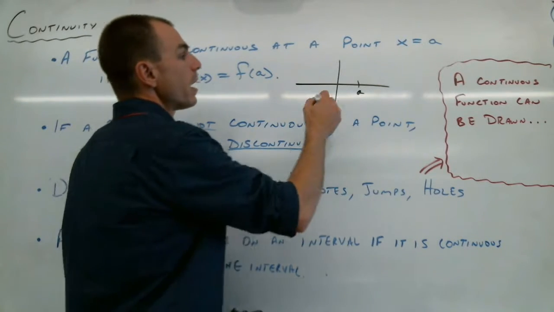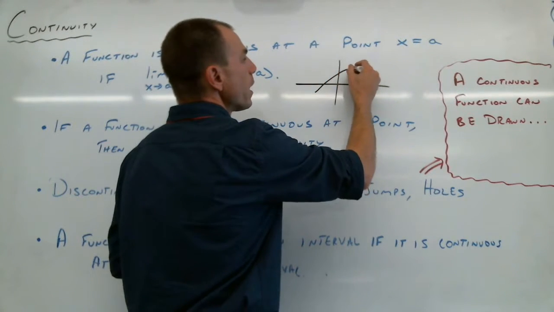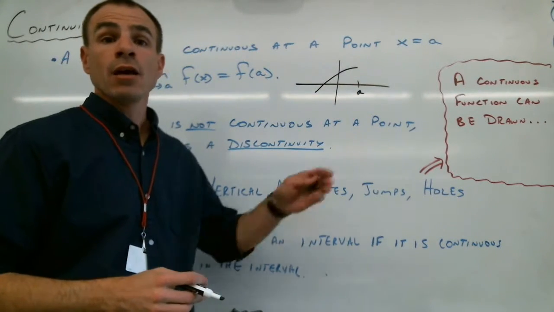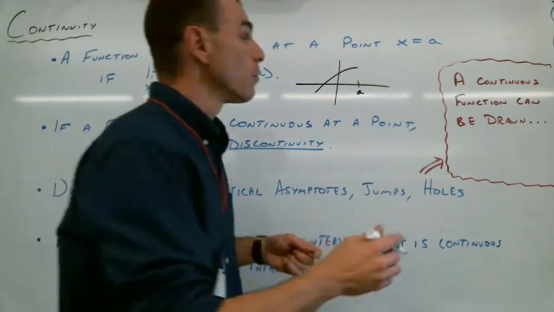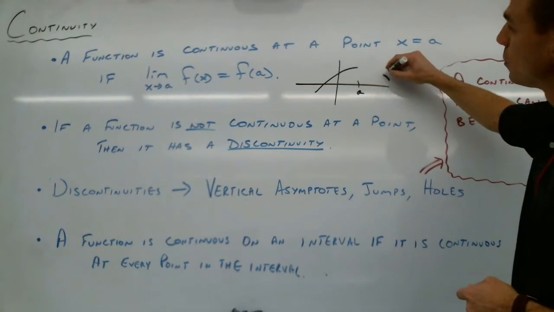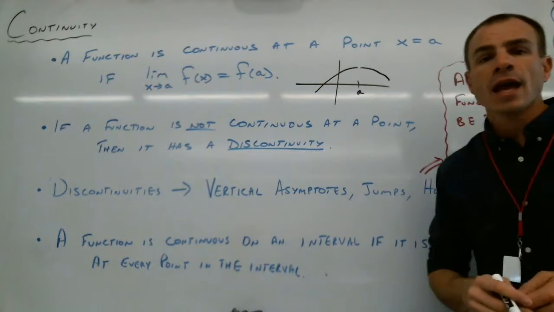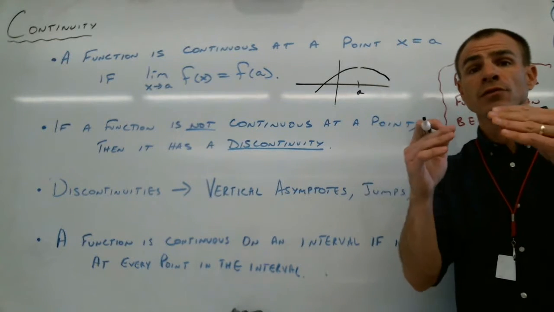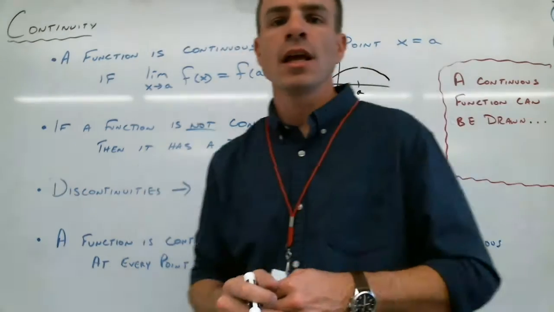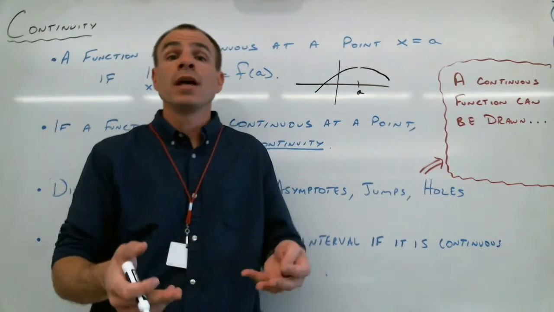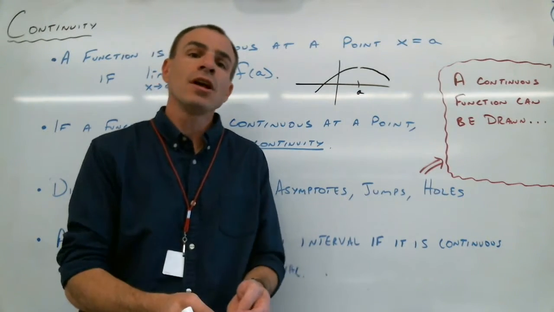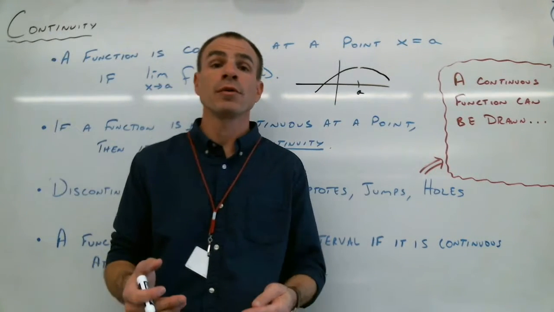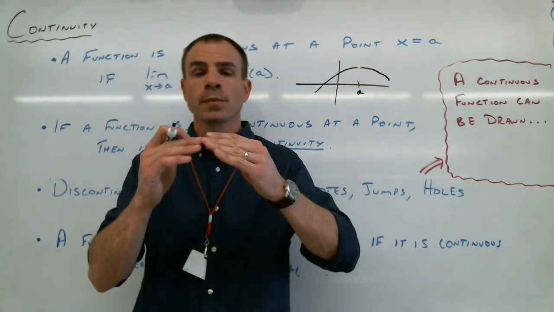So the limit as x approaches a is checking what happens to the function as x approaches a from the left side, and also what happens to the function as x approaches a from the right side. If the two values are heading towards the same number from both the left and the right, then the limit will exist. But the limit itself does not actually care about what's happening at x equals a. It only cares about what's happening as x gets closer and closer to a.